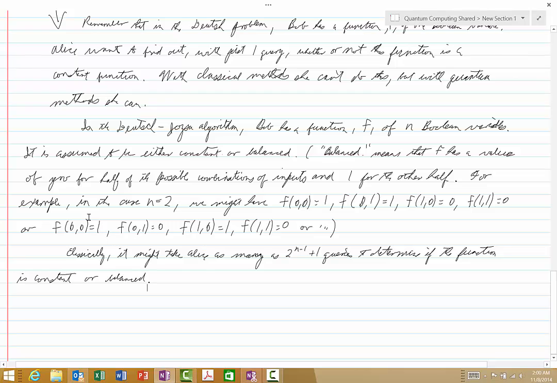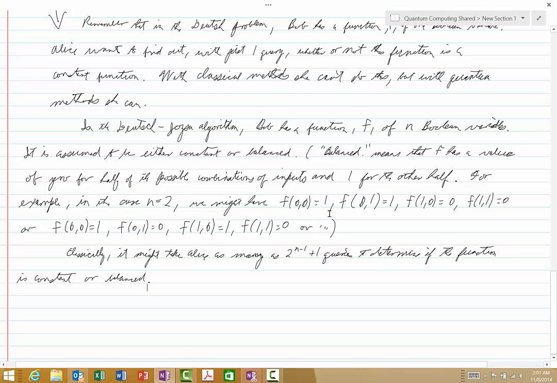So in that case, she would know more quickly than 2^(n-1) + 1 queries. But of course, with this one, let's say that instead of going in that order, if she went 0, 0, and then 1, 0, she'd get a 1 and a 1, and so she would need a third query. So it just depends on her guessing strategy as to how many guesses it takes her.